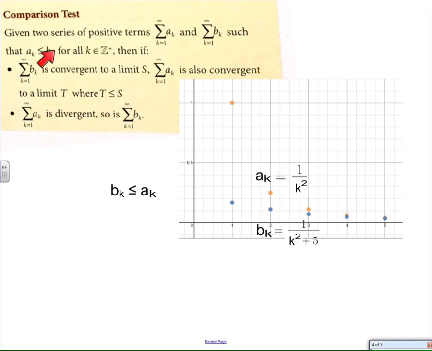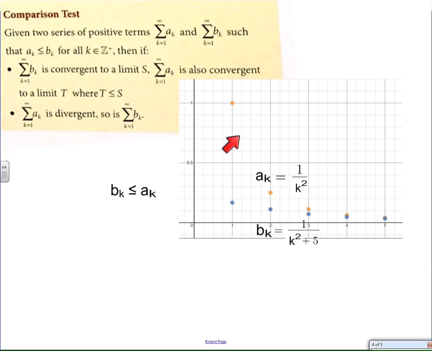if the bigger sequence has a convergent series related to it, then the smaller sequence will also produce a convergent series. And then it also says if the smaller sequence produces a divergent series, then the larger sequence will also be divergent. So once again, if one sequence is bigger than the other, the convergence of the larger leads to the convergence of the smaller series, and the divergence of the smaller will conclude the divergence of the larger as well.